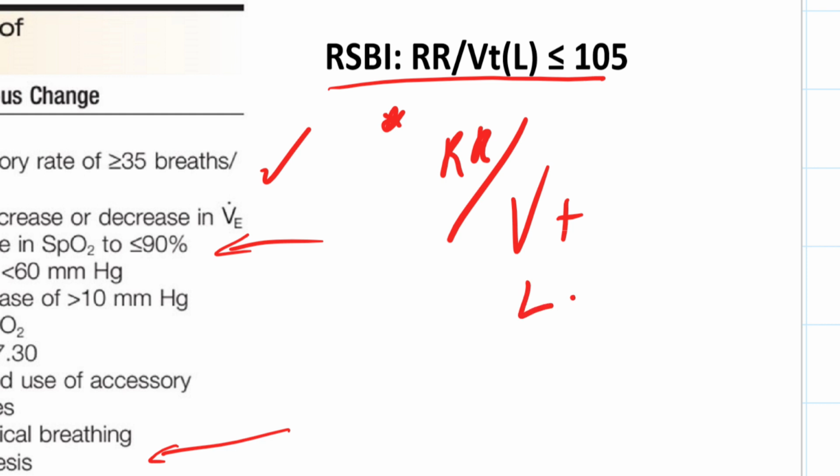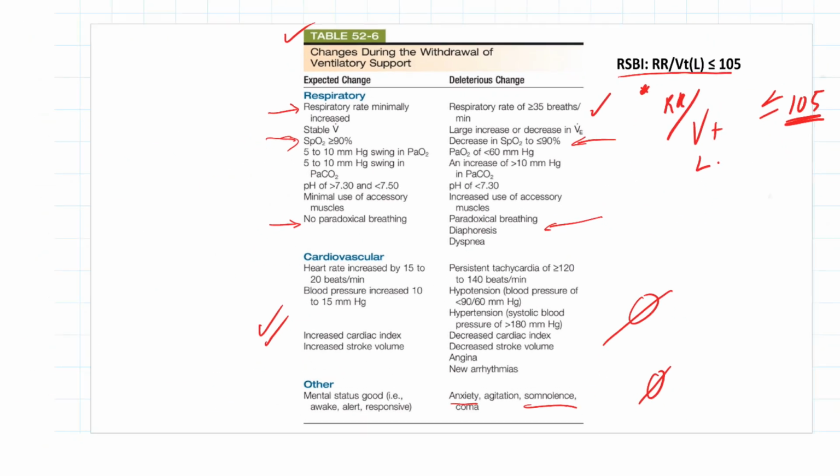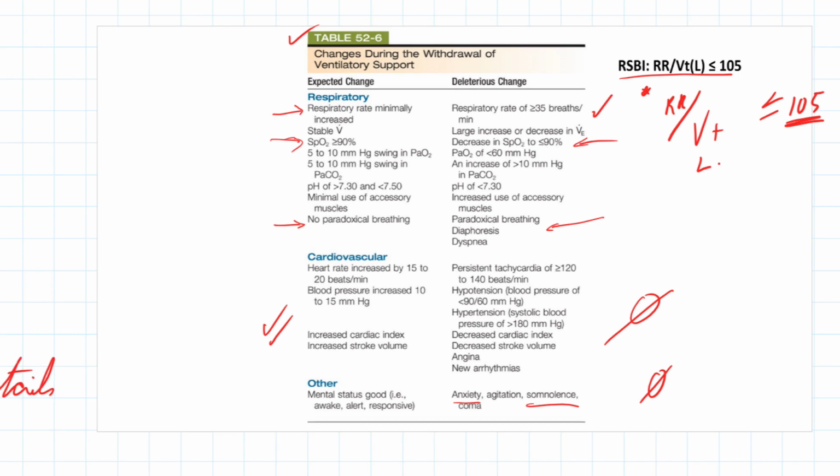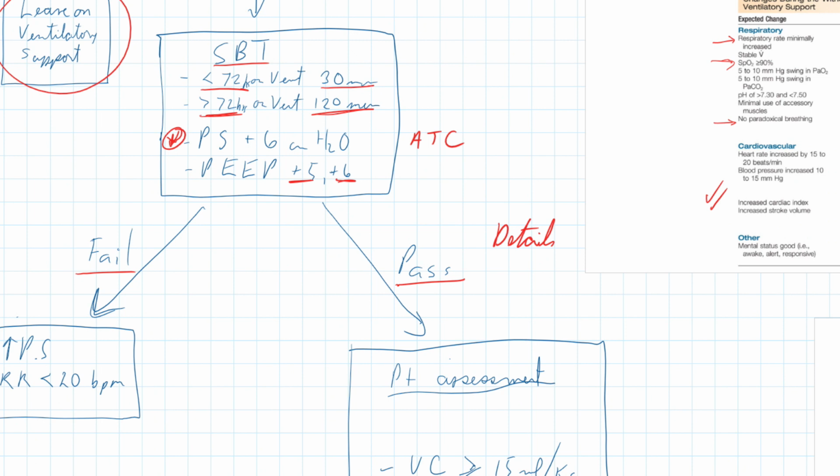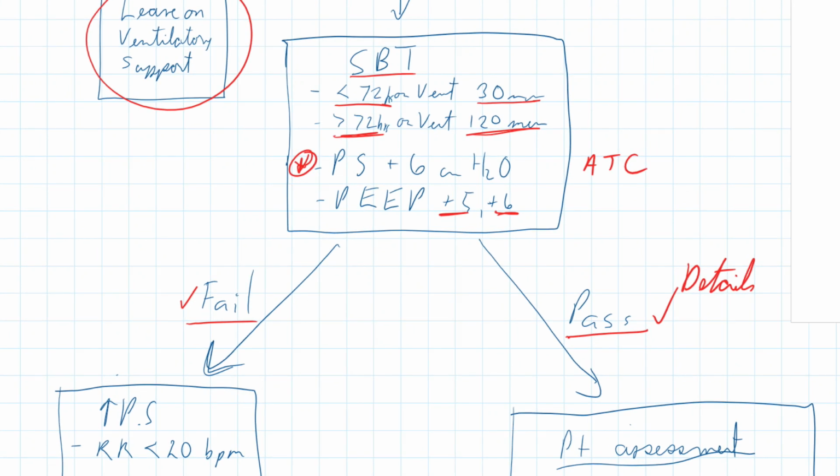So that should be less than or equal to that 105. That's kind of the critical number. The lower the number, the better. All right, so when talking a report, these are the kinds of things you want to be looking at to decide whether the patient has passed or failed their spontaneous breathing trial, and you want to be able to articulate that for your evaluator and your colleagues at the hospital.